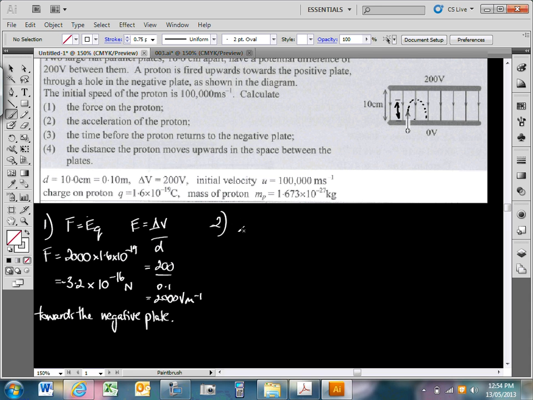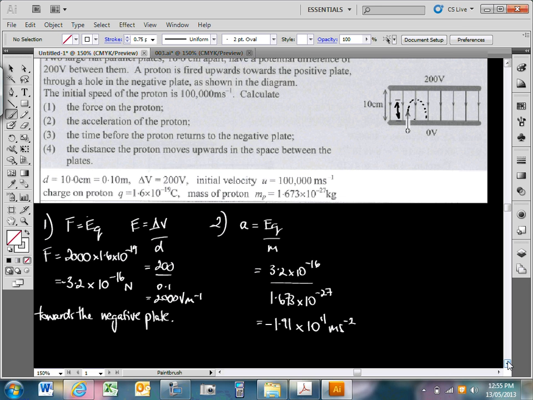Question 2. The acceleration, a equals EQ on m, which is equal to F on m, isn't it? 3.2 by 10 to the minus 16 on the mass of a proton, which is 1.673 by 10 to the minus 27 kilograms. 1.91 by 10 to the 11 meters per second squared acceleration in the negative direction, in the same direction, downward.